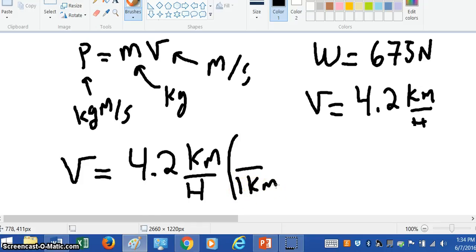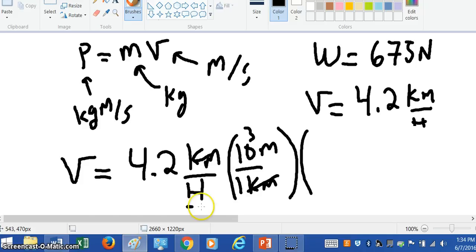We know that 1 kilometer is 1,000 meters. I'm going to write 1,000 as 10 to the third. It's the same thing, right? Remember, the metric prefix kilo means 10 to the third, so the kilometer part cancels, right? So those have canceled, and so this is 4.2 times 1,000. Now we have to work on the units of hours. Now notice hours here is in the denominator, right?